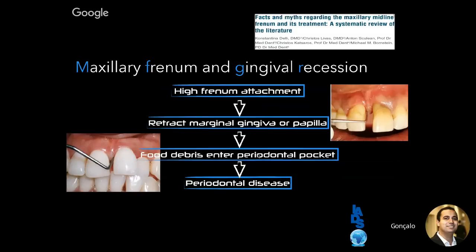Of course, as I said, this can happen, but not always. Having a papillary frenum or a papillary penetrating frenum, we will have gingival recessions.